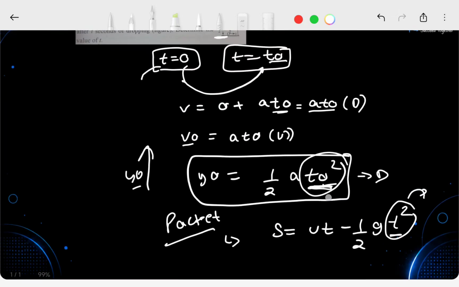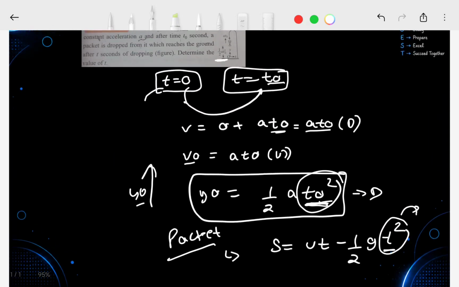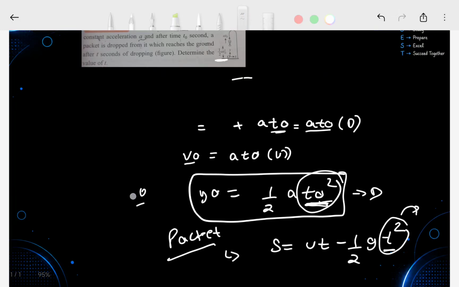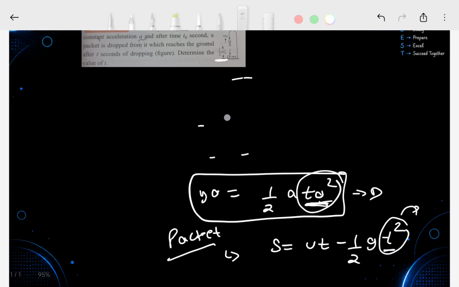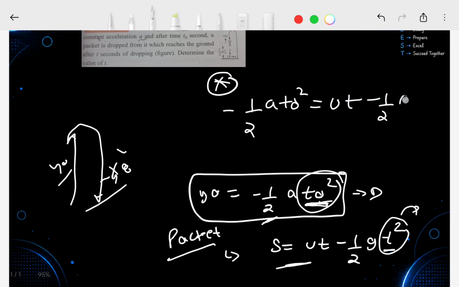Now let me make it clear. We have derived the solution this much. Now if this is the acceleration and this is the acceleration, this is at y naught. It will move in the y naught direction and then come back in the minus y naught direction. So this minus y naught would be equal to the same, u t minus half g t square.